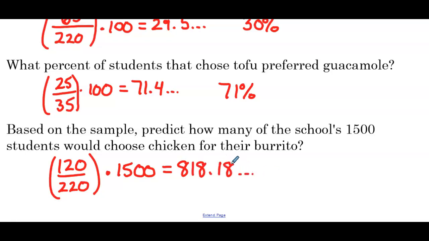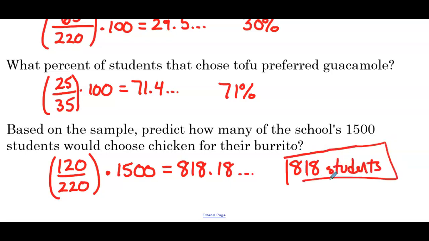Okay, and we are dealing with students, so we would never round up, just always use the whole number that we get, so 818 students. Okay, so based on the survey that the school gave, they can predict that 818 students would choose chicken for their burrito. And that's going to help them plan how much of each to order.